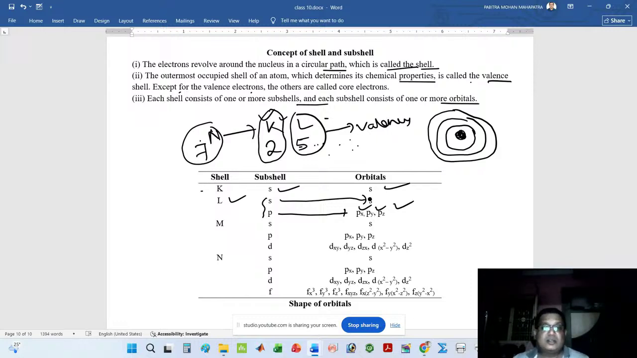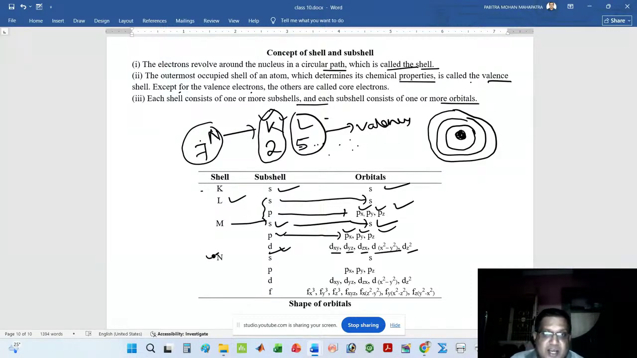Remember this list of orbitals and their subcells and cells. Next, the M cell has three subcells, s, p, d. s has one orbital. p has three orbitals, already discussed in the L cell: px, py, pz. But the new term is the d subcell. The d subcell has five orbitals. These are dxy, dyz, dzx, dx square minus y square, dz square.